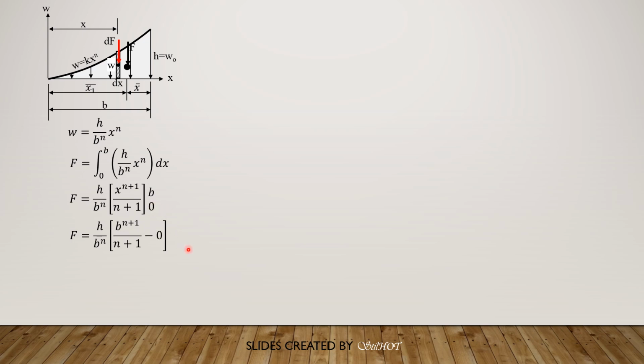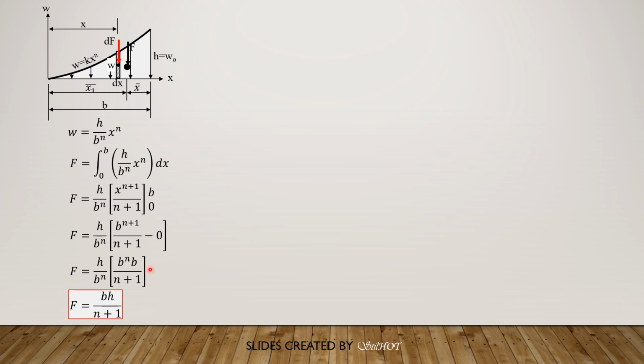Lower limit is 0. So we break b to the n plus 1 into b to the n times b, so that we can cancel b to the n. Then cancelling out b to the n, then we have the expression for the force, which is the area under the load diagram. It is equal to bh divided by n plus 1. So remember this is the area, bh over n plus 1, where n is the degree of the curve.